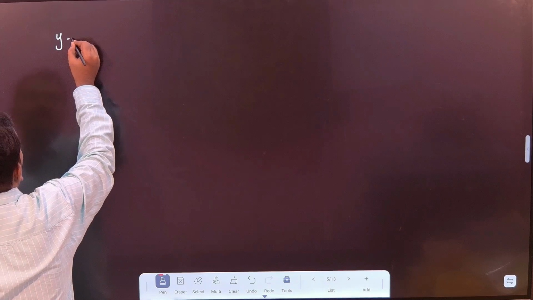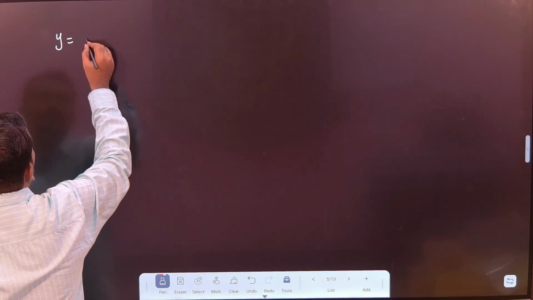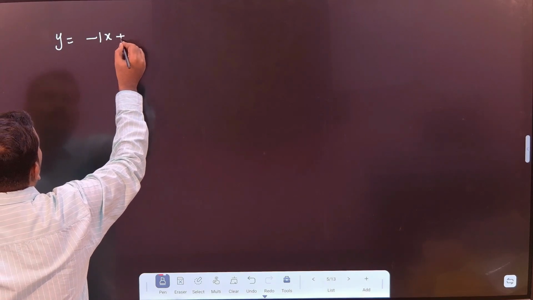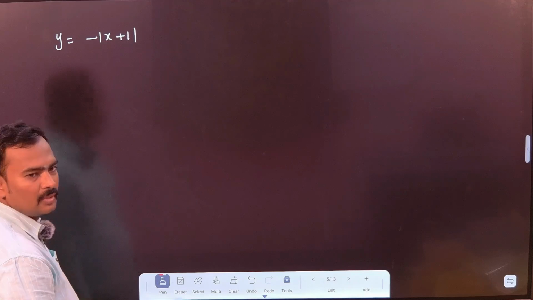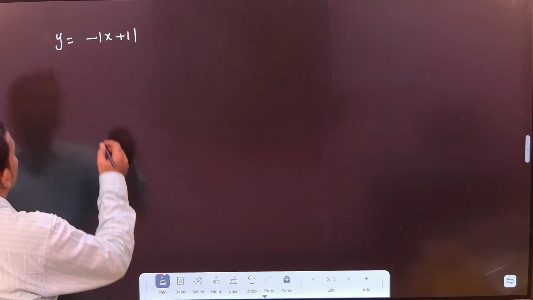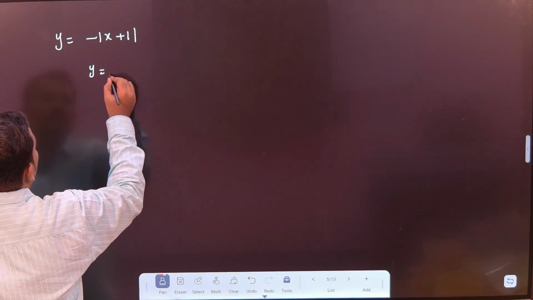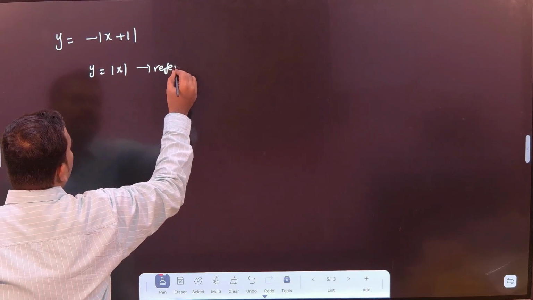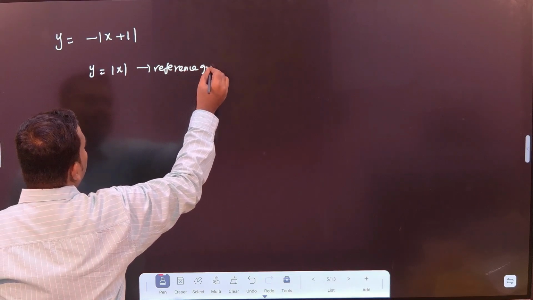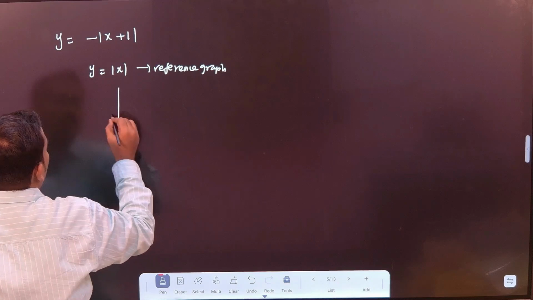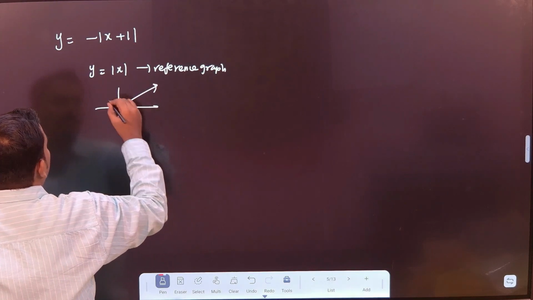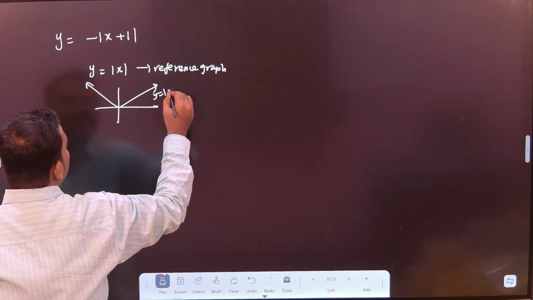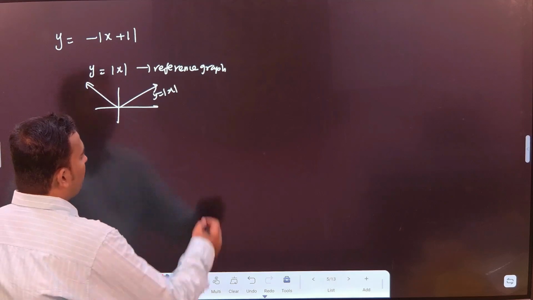Let's do the next one. Suppose I have the graph y is equal to minus mod x plus 1. So how to draw this graph? You can see, suppose y is equal to mod x is your reference graph. First you can draw this one. This is your graph, right? Y is equal to mod x, right? So you know how to define the mod x?